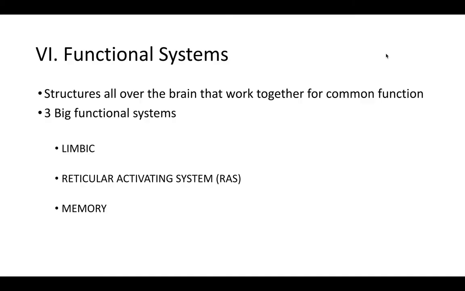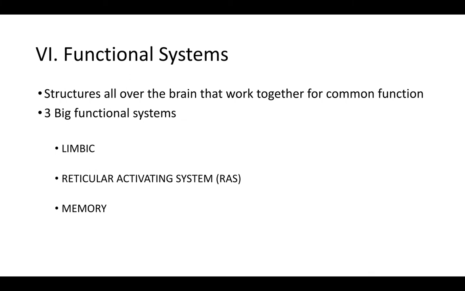All right, guys, we're going to pick back up in our notes with Roman numeral 6, functional systems. So what we've looked at pretty much so far are structural components of the brain, so actual structures of the brain. Now we're going to pivot and look at when multiple structures work together for a particular function. This is what I've called functional systems.